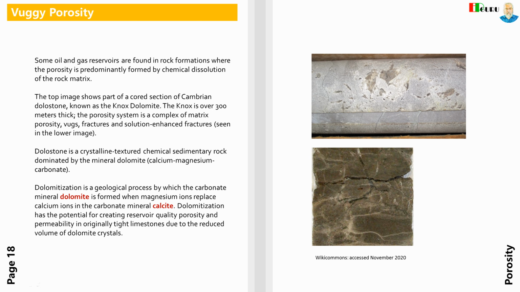Dolostone is a crystalline textured chemical sedimentary rock, dominated by the mineral dolomite, calcium magnesium carbonate. Dolomitization is a geological process by which the carbonate mineral dolomite is formed when magnesium ions replace calcium ions in the carbonate mineral calcite. Dolomitization has the potential for creating reservoir quality porosity and permeability in originally tight limestones due to the reduced volume of dolomite crystals.